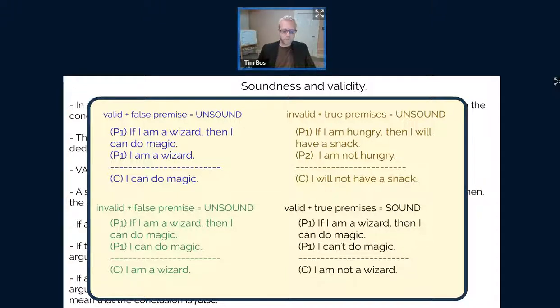Okay? And then, of course, you can fail in both ways. You can go wrong on both accounts, on validity and truth. Right? If I'm a wizard, then I can do magic. I can do magic, therefore I'm a wizard. Maybe this one's not clear to you right away that it's not valid, but it's not valid. It does not follow. Here's one nice counterexample. What if I am instead a witch, right?